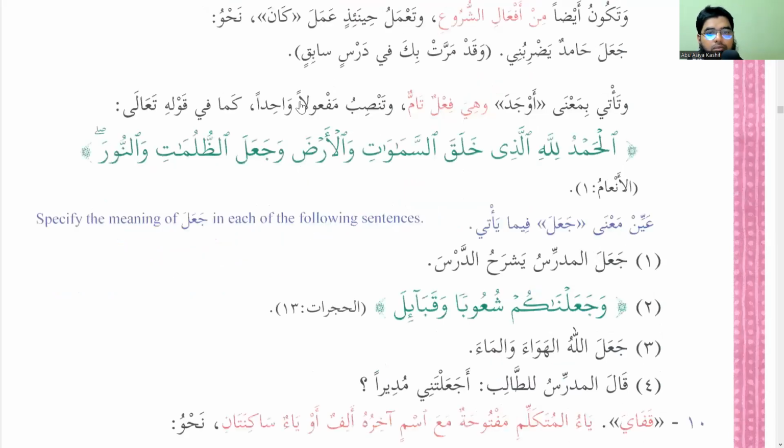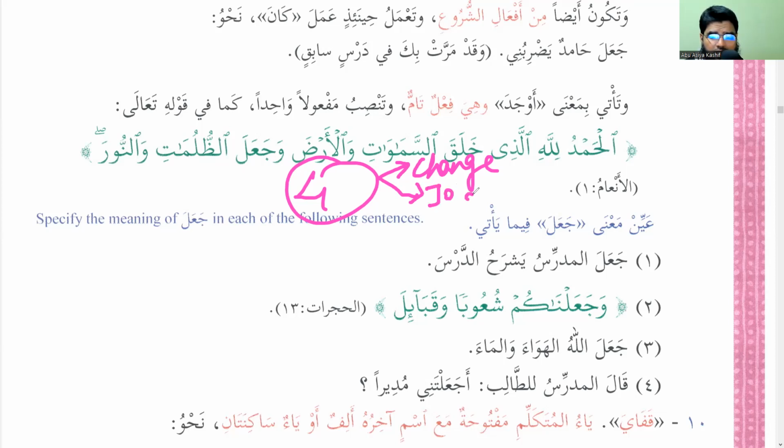So these are the 4 meanings of جعل. Anytime you see جعل, you have to guess which meaning it is. One meaning is what? To change, صيّر, like he made something into something. The other meaning is what? We just learned to start. And the third meaning is the simple جعل which we learned, to make something.